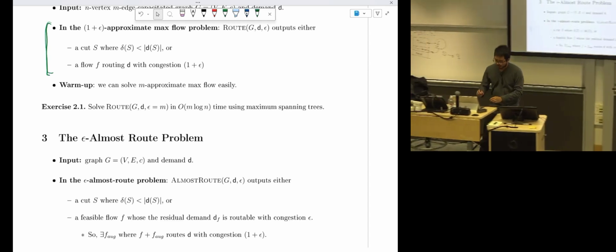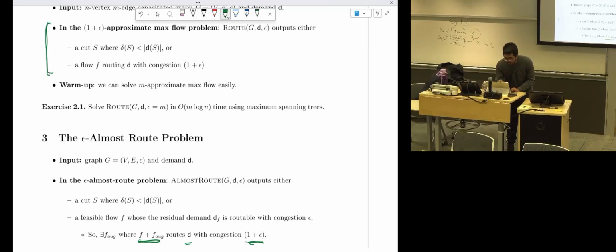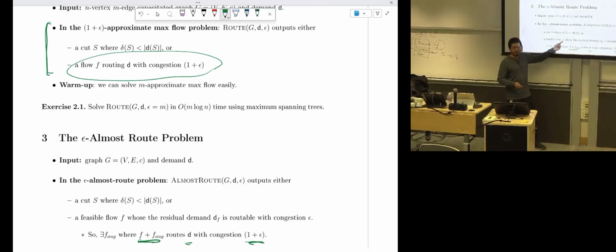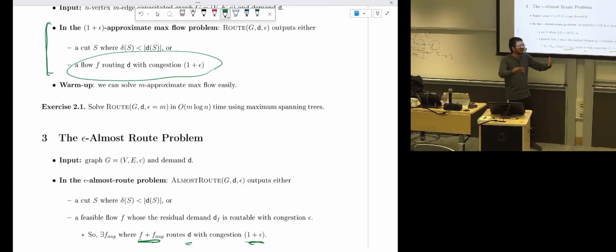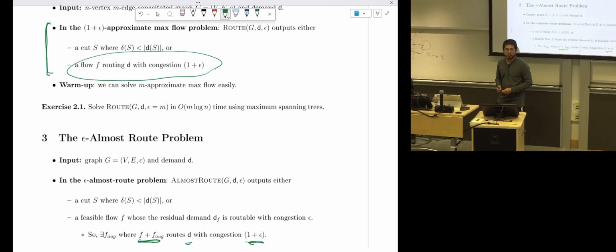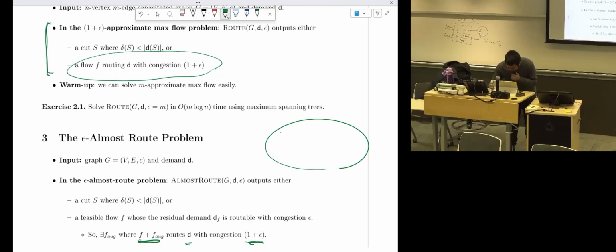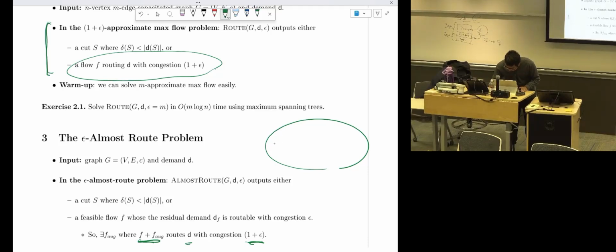So you see the connection: route D with congestion 1 plus epsilon is similar to this one. But what we return is just F, and we say that there exists some way to augment it so that it routes the demand exactly with congestion 1 plus epsilon. For example, let's say this is like plus 100. I might just send flow.